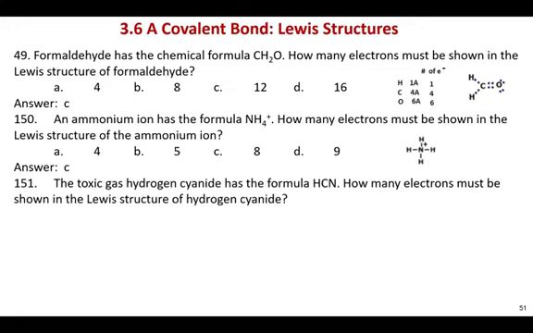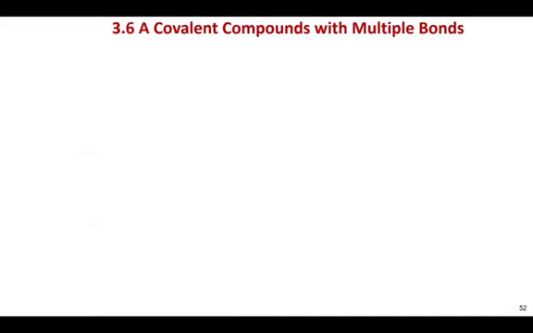Hydrogen cyanide. How many electrons must be shown in it? We already did that. 10 electrons. Remember we did that for one of the problems. Should be C. Covalent compounds with multiple bonds. We already talked about carbon dioxide, ethylene, acetylene.